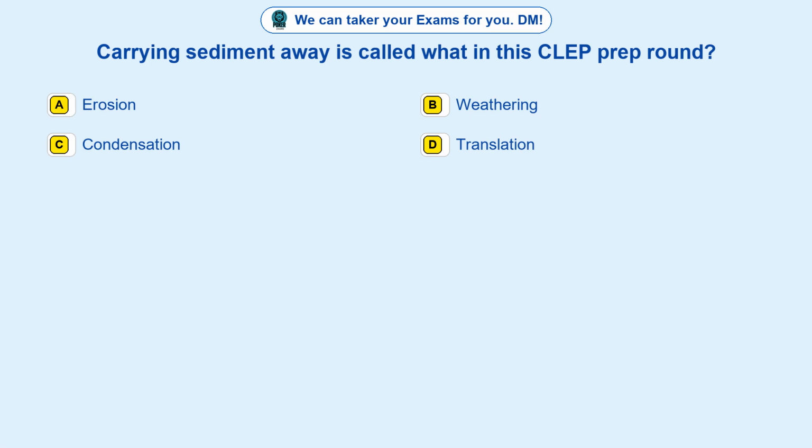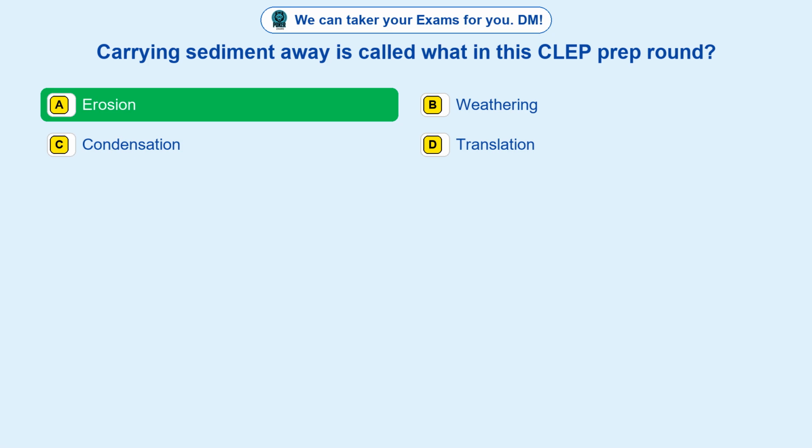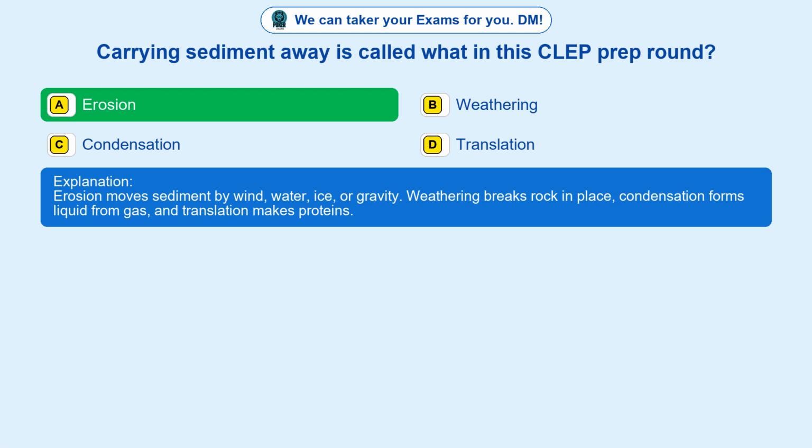Question 82. Carrying sediment away is called what in the CLEP prep round? Option A, erosion. Option B, weathering. Option C, condensation. Option D, translation. The correct answer is option A, erosion. Erosion moves sediment by wind, water, ice, or gravity. Weathering breaks rock in place, condensation forms liquid from gas, and translation makes proteins.